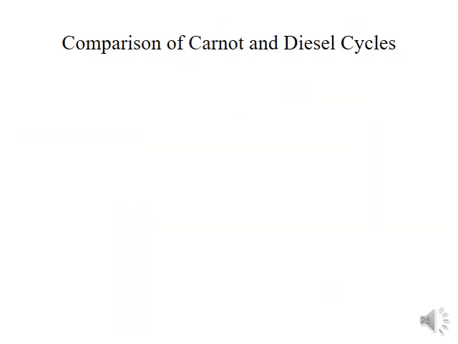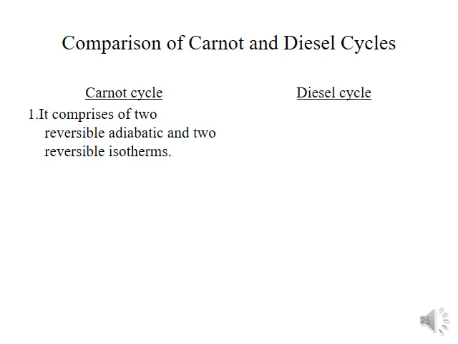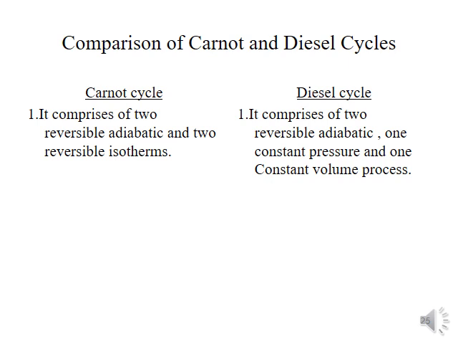Next, we will compare the Carnot cycle and diesel cycle. Next question is comparison of a Carnot cycle and diesel cycle. So, the Carnot cycle consists of two reversible adiabatic processes and two reversible isothermal processes, whereas the diesel cycle consists of two reversible adiabatic processes, one constant pressure process and one constant volume process.